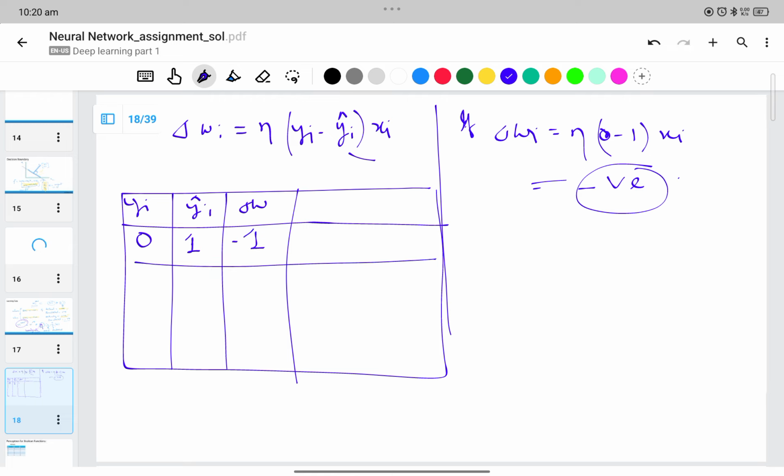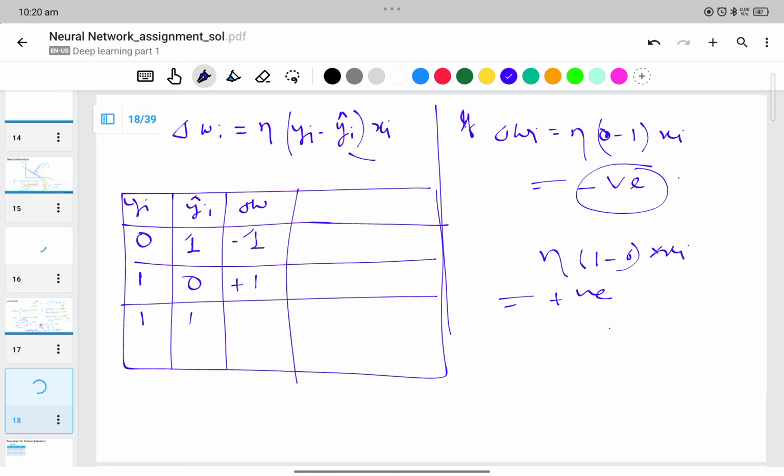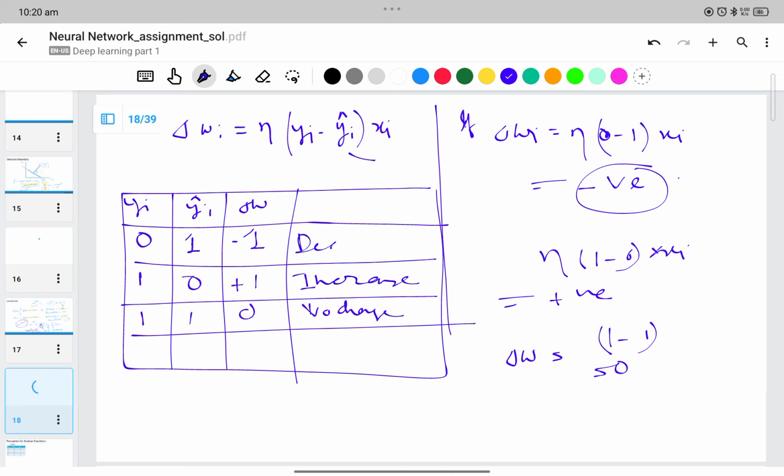And whenever we have misclassified as 1 0, if we put 1 minus 0 and eta into xi, this will always be positive, so we will increase. And whenever we have predicted correctly, let's say 1 1, this will be 1 minus 1 is 0, so we don't want to change our w, so delta w will be 0, no change. This is increase, this is decrease.